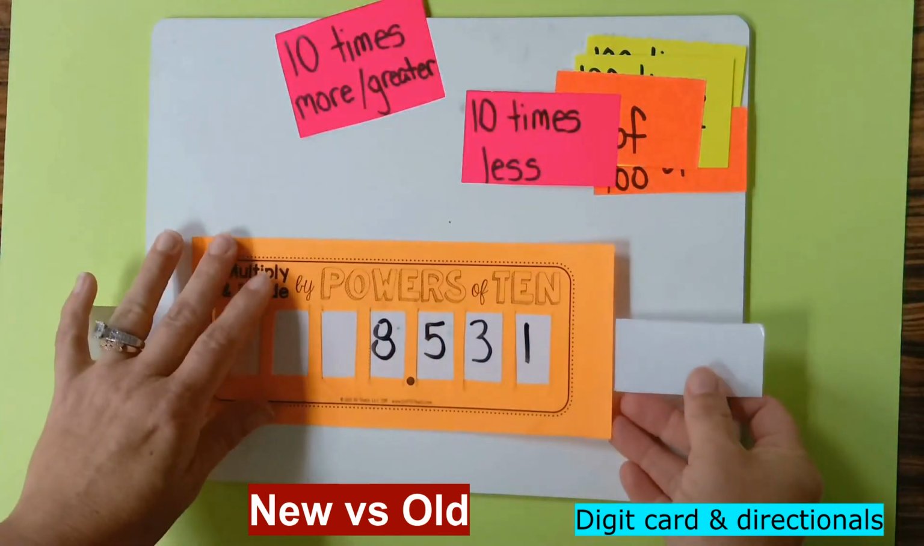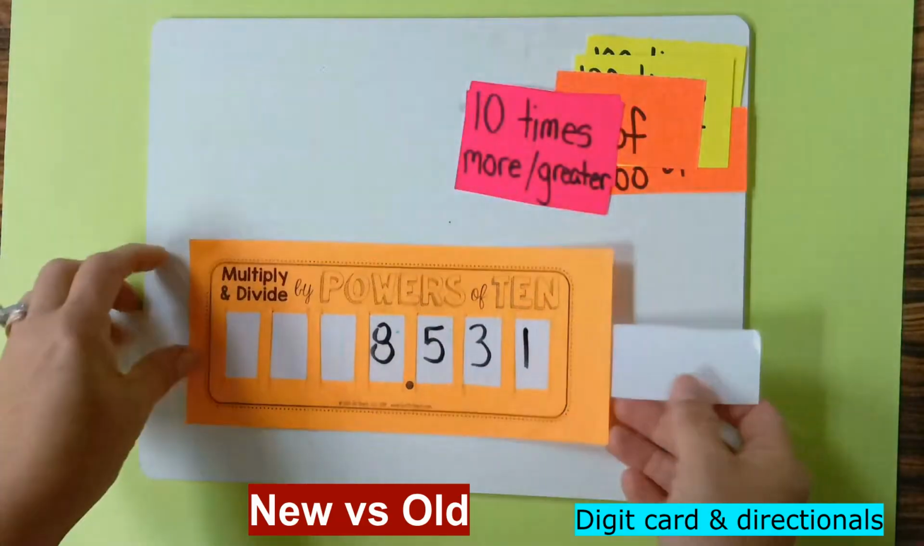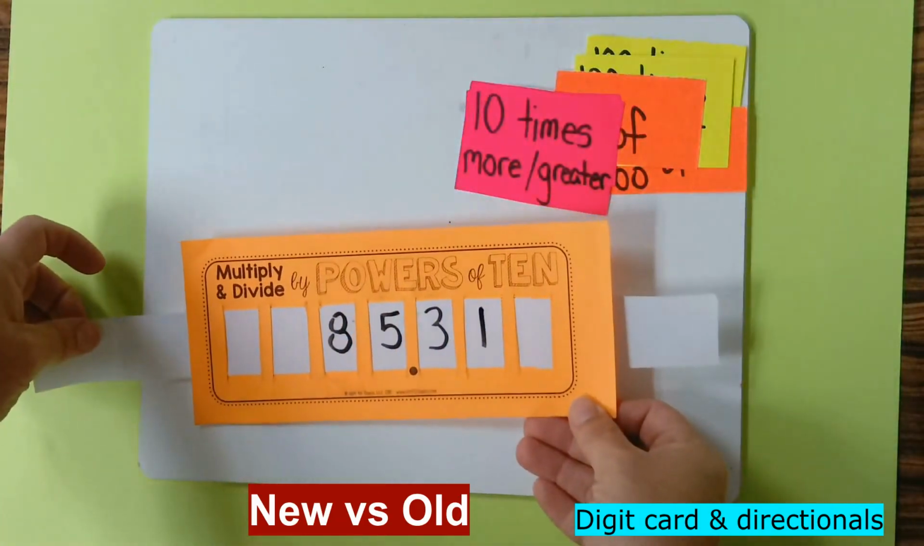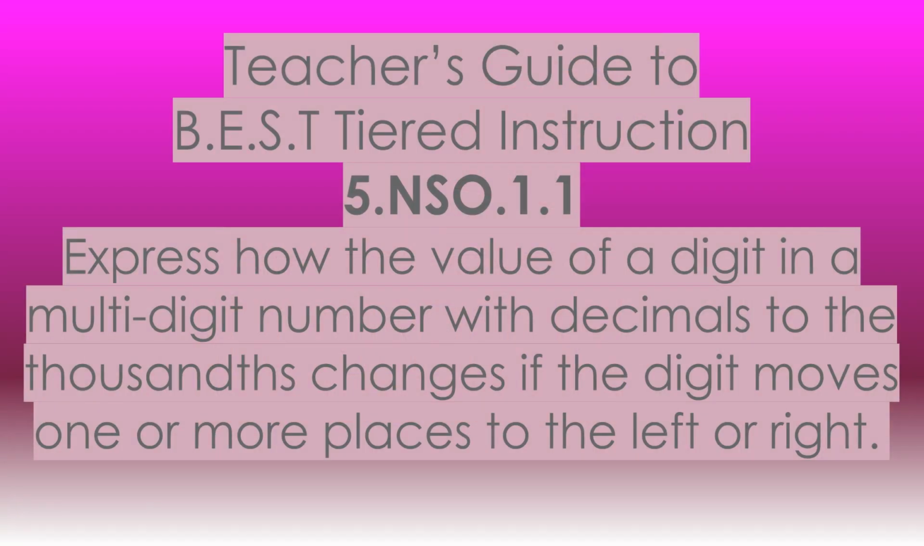This little tool is just a laminated piece of paper, and you use an X-Acto knife to cut out the windows so that they can slide to the left and right.